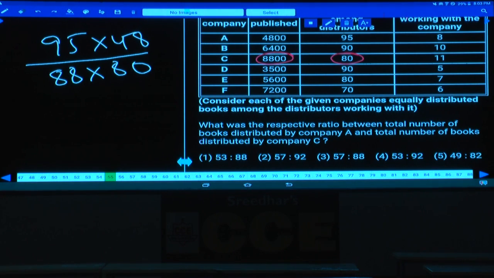So the answer should be either first or third. If you observe, in the numerator you have the number 48. 48 is a 3 multiple. In the denominator do you have a 3 multiple? 88 is not a 3 multiple, 80 is also not a 3 multiple. That means the numerator should be a 3 multiple. Out of the first option and third option, what is the 3 multiple? Final answer.